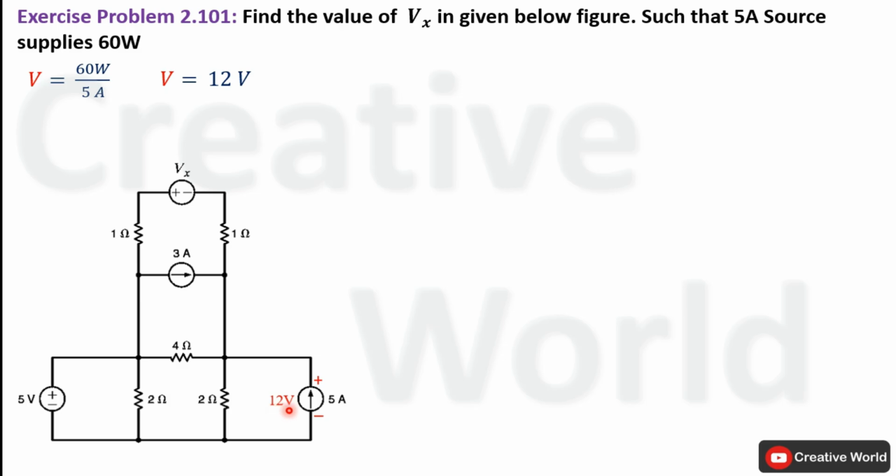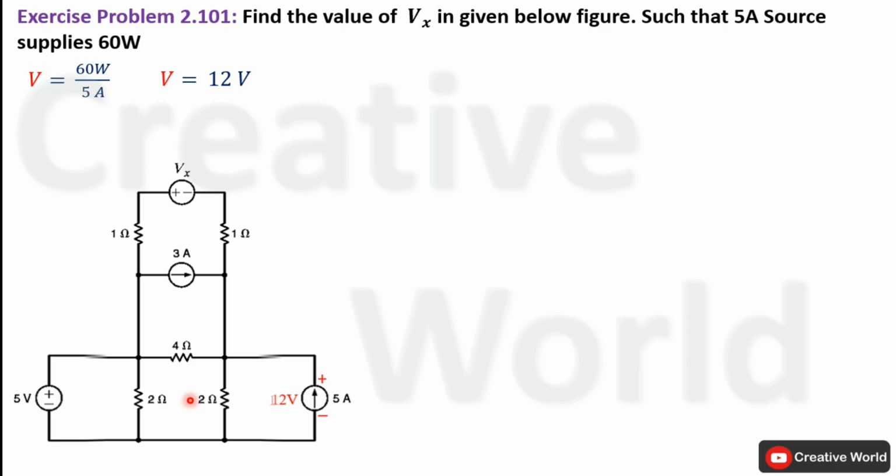This same voltage will be appearing across 2 ohm resistance as well. Voltage across this 2 ohm resistance will be equal to 5 volt because of parallel connection. We can apply Kirchhoff's voltage law inside this closed loop to calculate voltage across this 4 ohm resistance because voltage across other two elements is known.